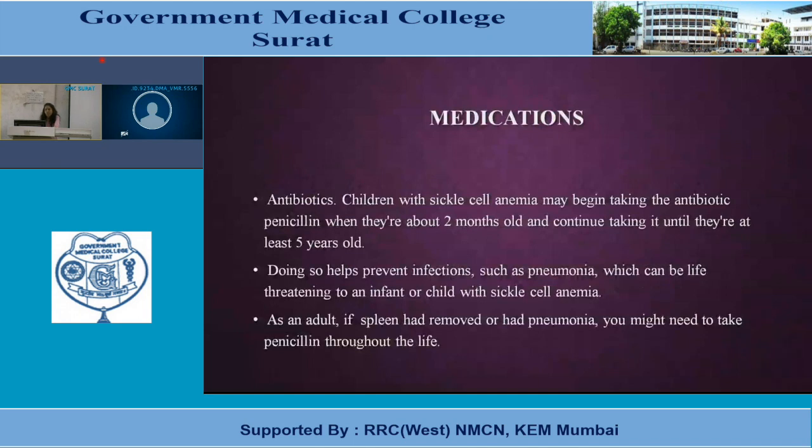That was the screening and prevention part. Now we move to medications. First, antibiotics. Children with sickle cell anemia may begin taking the antibiotic penicillin when they are about 2 months old and continue taking it until they are at least 5 years old. Doing so helps prevent infections such as pneumonia, basically pneumococcal pneumonia, which can be life-threatening to an infant or a child with sickle cell anemia. As an adult, if the spleen has been removed and you have had pneumonia, you might need to take penicillin throughout life.